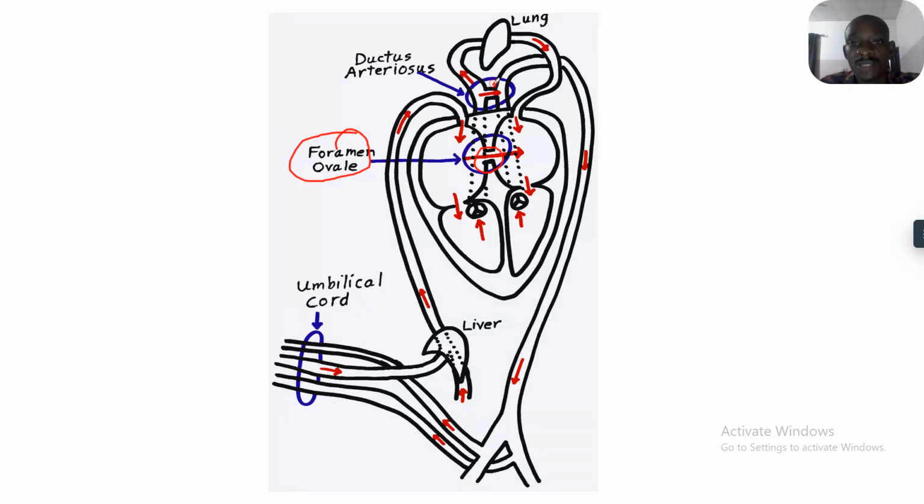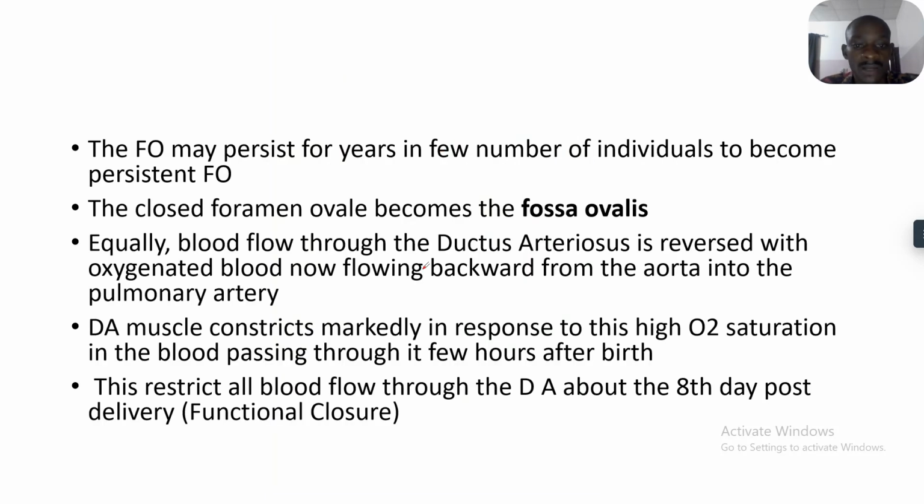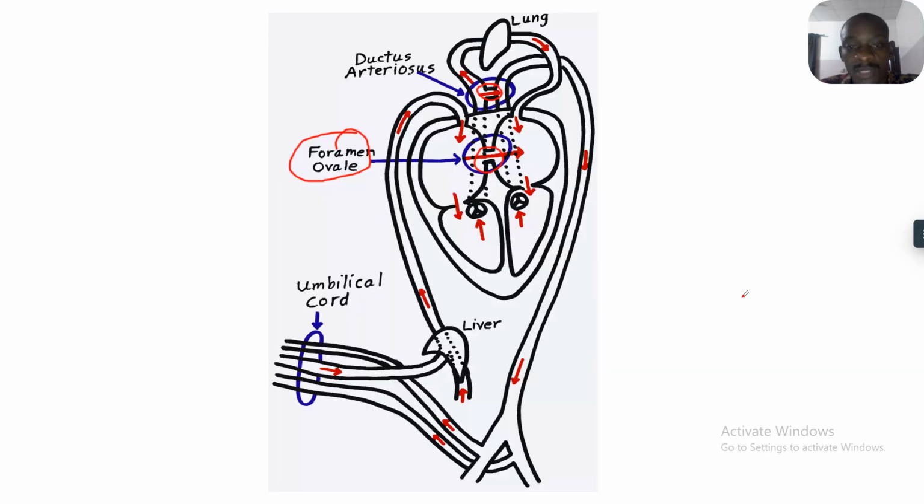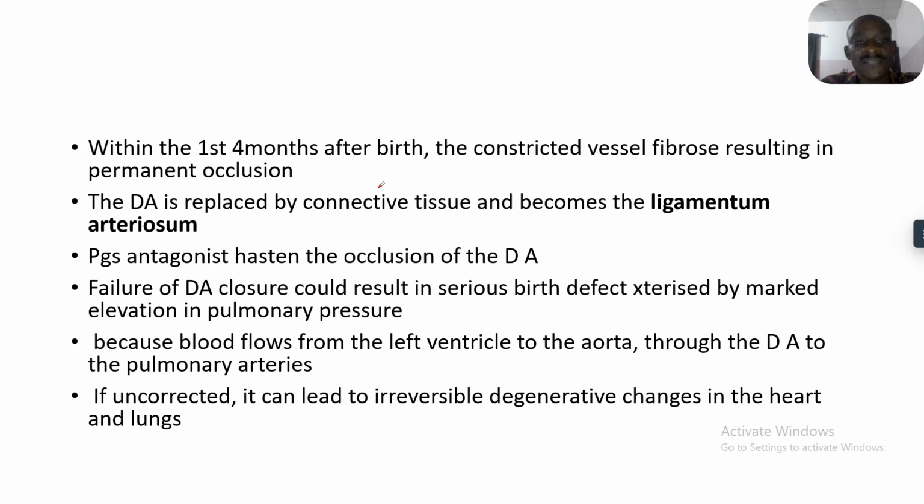This is the ductus arteriosus up here. Equally, blood flow through the ductus arteriosus is reversed, with oxygenated blood now flowing backward from the aorta into the pulmonary artery. Within the first 4 months after birth, the constricted vessel fibroses, resulting in permanent occlusion. The ductus arteriosus is replaced by connective tissue and becomes the ligamentum arteriosum. Prostaglandin antagonists hasten the occlusion of the ductus arteriosus, and failure of the ductus arteriosus to close could result in a serious birth defect characterized by marked elevation in pulmonary pressure.